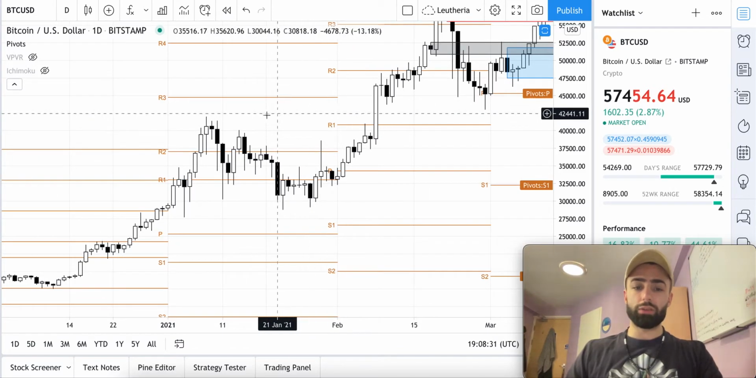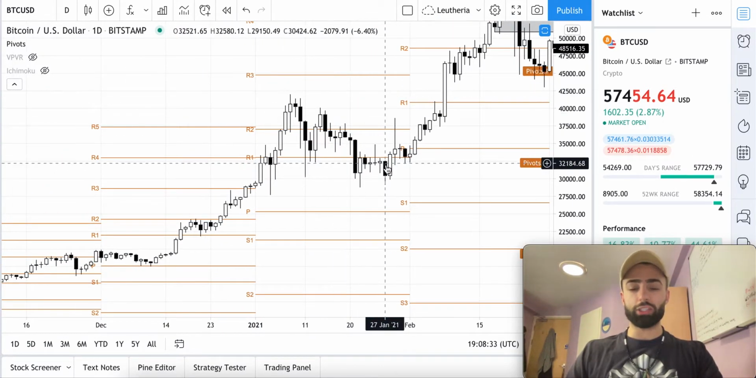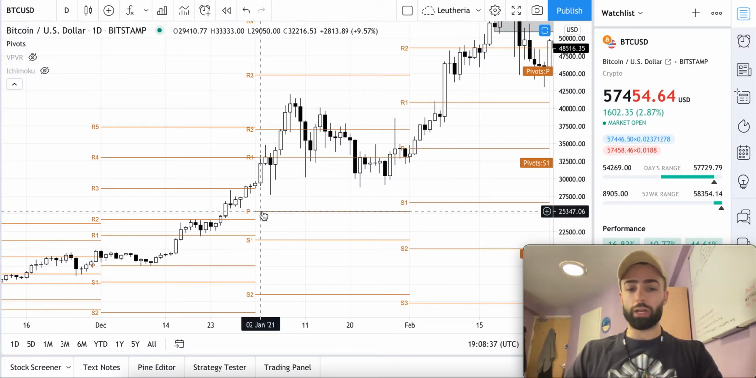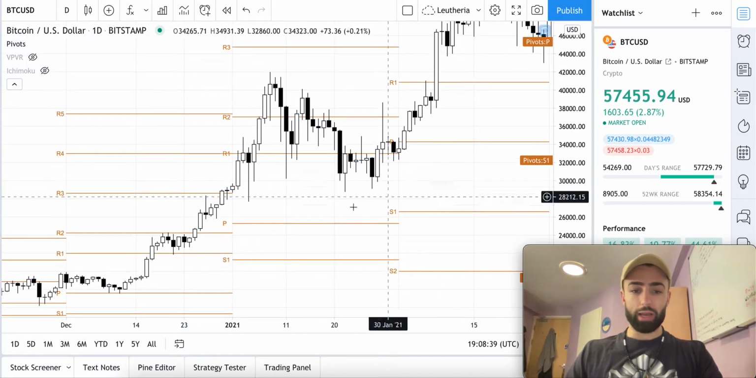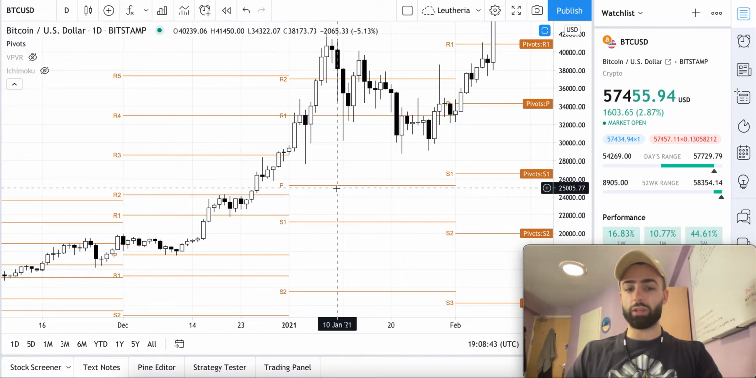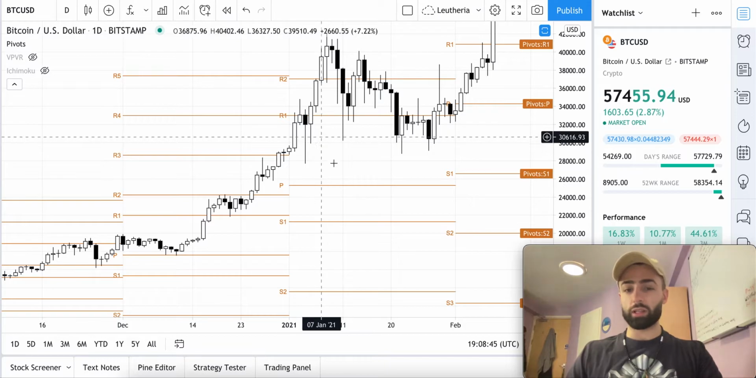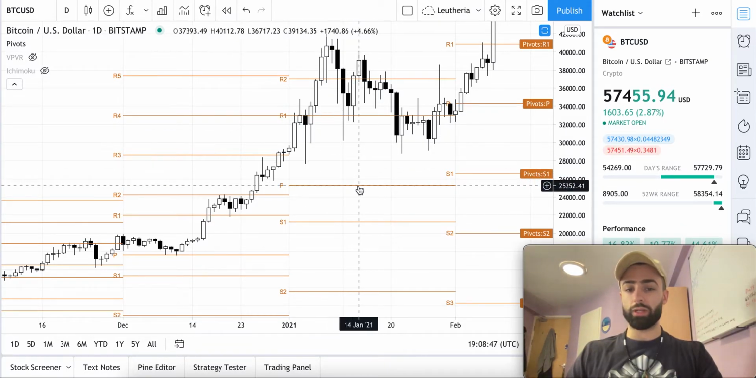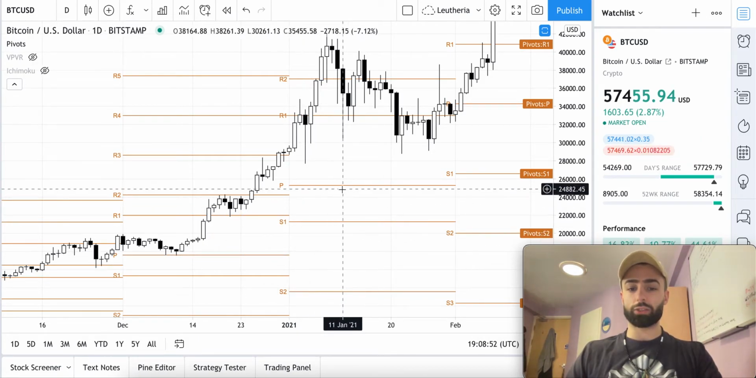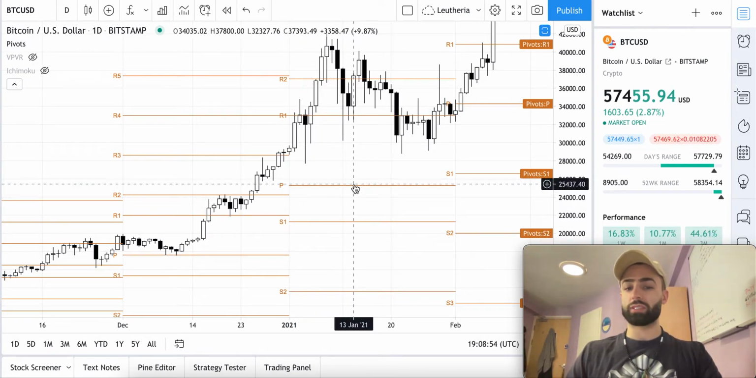And the way you can use these, well, actually, before we get into how to use them, I would like to describe what you're actually looking at right here. So you have your P level right here. This is your pivot level. So if price is above this level and it trades into it, this will act as support. If price is below this level and trades into it, this will act as resistance.